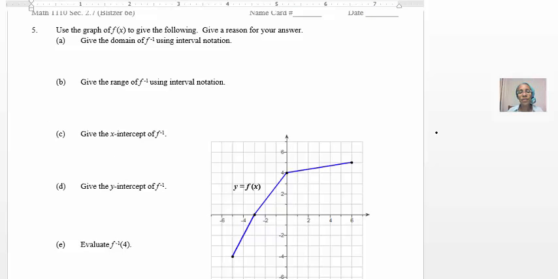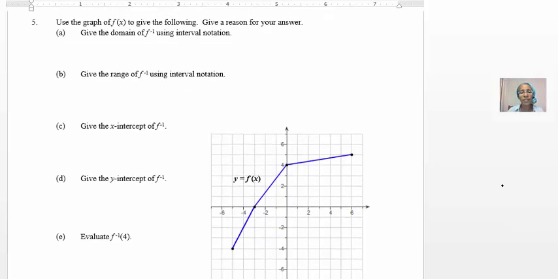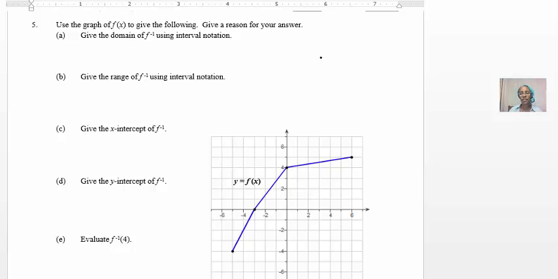So let's continue with this reflective property of a function and its inverse. And here we're given a graph of a function f of x. And we want to use that graph to answer questions about the corresponding inverse function. So we want to give the domain of f inverse using interval notation. Well, we just need to look at the range of f to get the domain of f inverse.